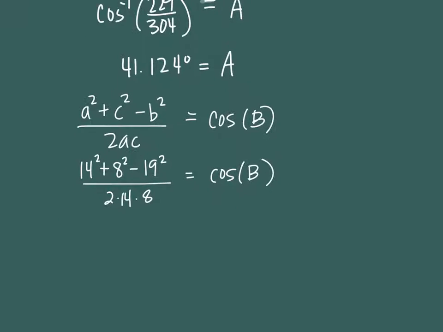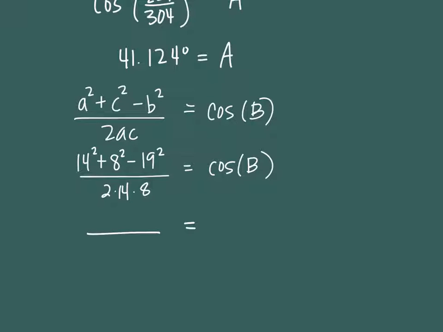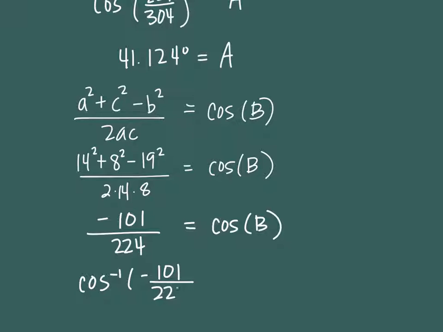And so then you figure out what your numerator is, and you figure out what your denominator is, and we'll go from there. All right, anybody got a numerator? 14 squared. Is it a number? Yeah, it can come out to be negative 101. Okay, and then how about a denominator? 2 times 14 times 8. Okay, and then we'll apply inverse cosine to that on both sides. So the inverse cosine of negative 101 over 224, and that should tell us what B is.